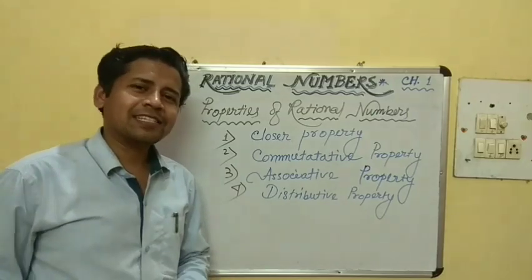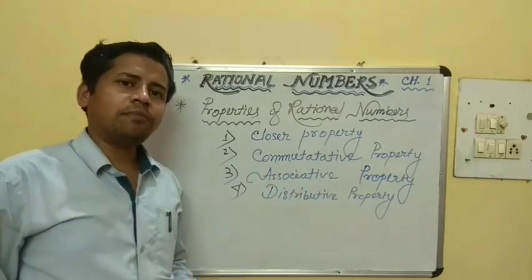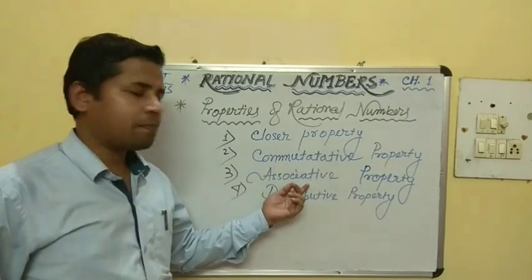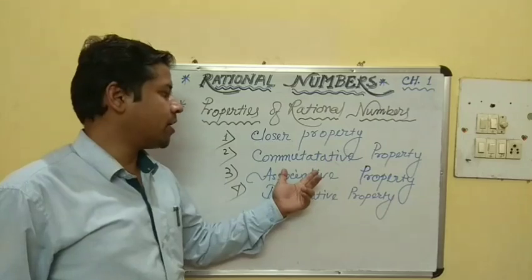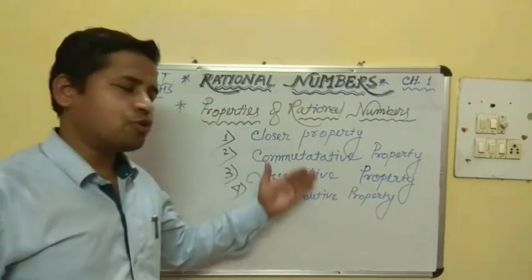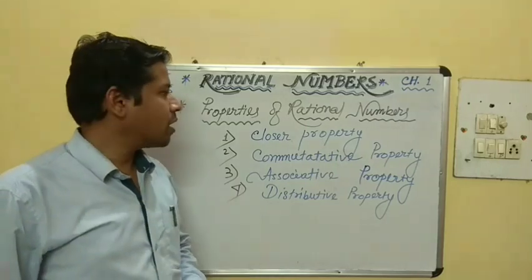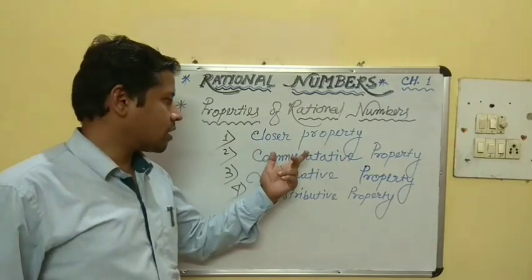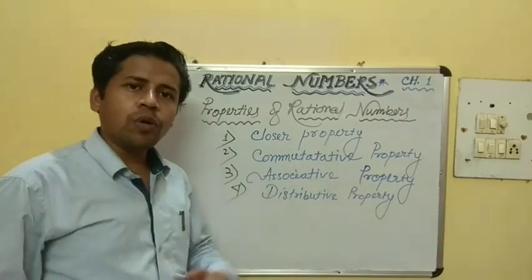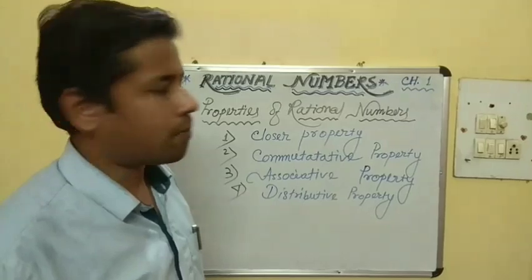Now we will discuss the properties of rational numbers. There are the closure property, commutative property, associative property, and distributive property. We will discuss each of them briefly and how they work. What is the closure property? What is the commutative property? And what are the associative and distributive properties? We will discuss step by step. First, we will discuss the closure property.